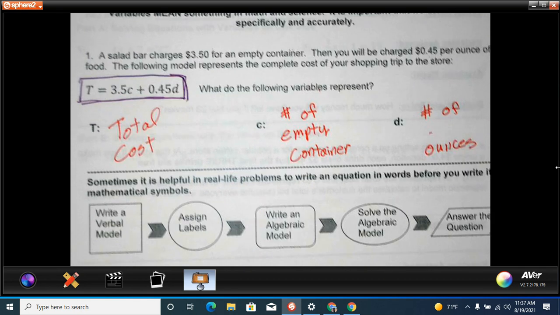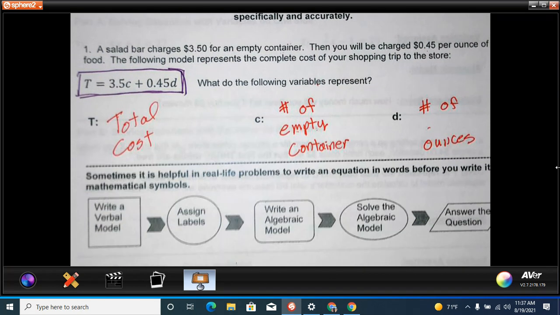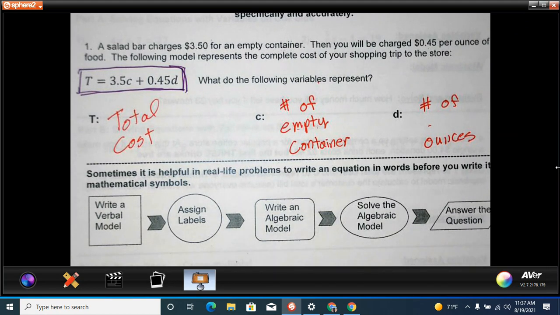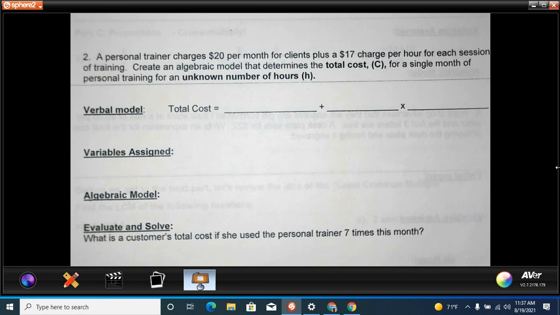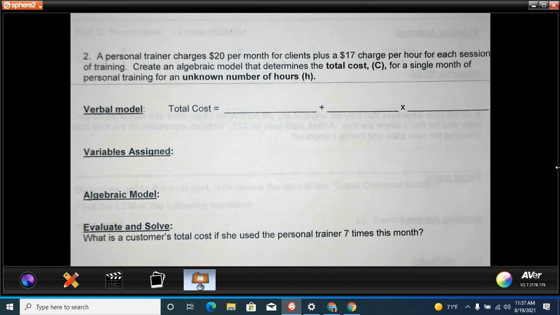So let's go ahead to the next problem, number 2. They have us do everything. Okay, work out a whole problem. A personal trainer charges $20 per month for the clients plus a $17 charge per hour for each session of training.